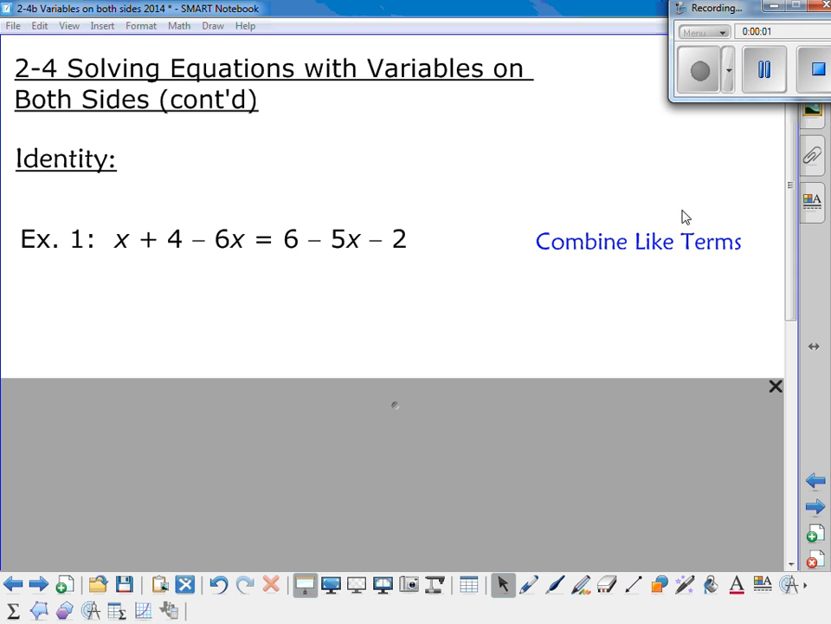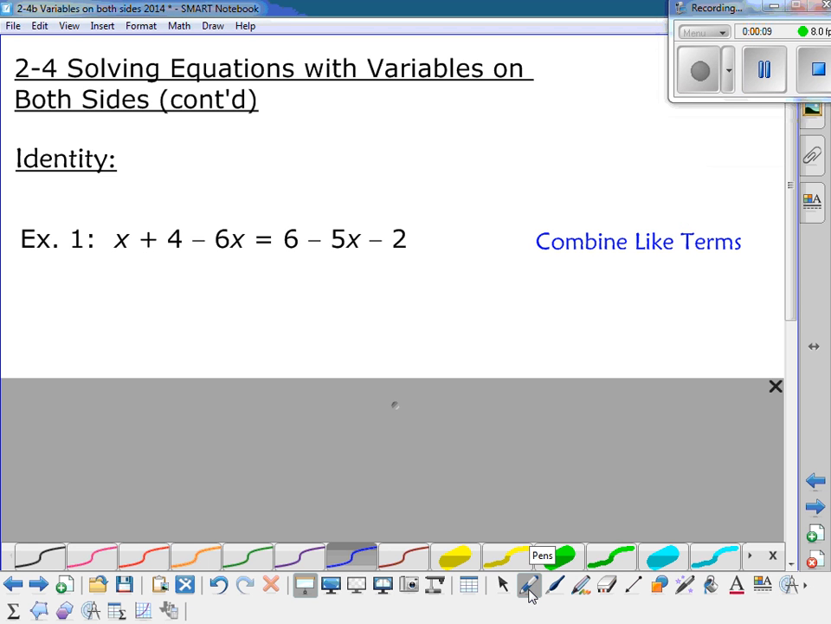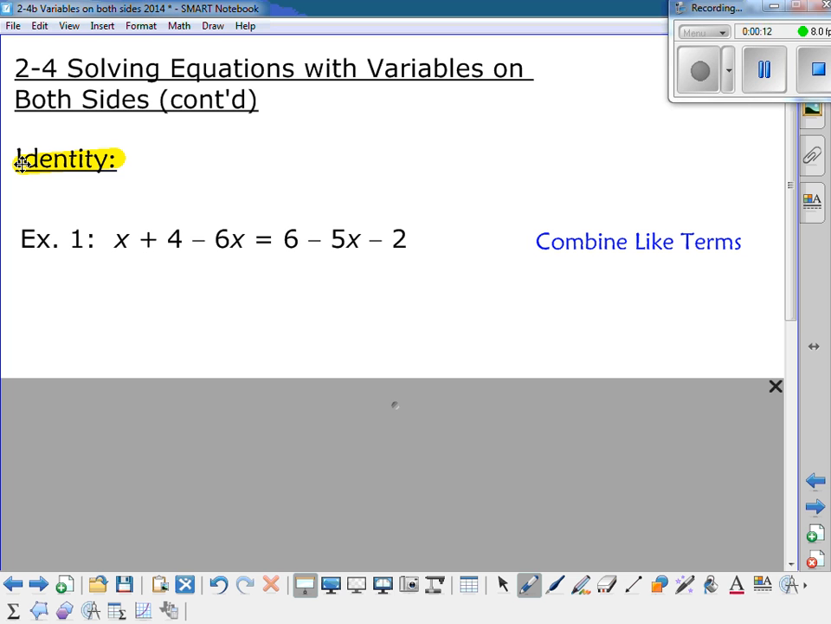Okay, today's objective is solving equations with variables on both sides. This is a continuation of what we did yesterday. So first of all, an identity. Who knows what an identity is?